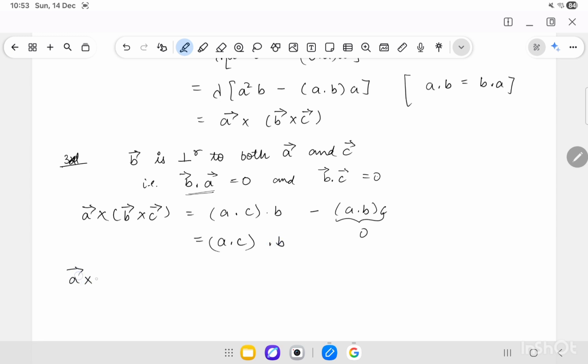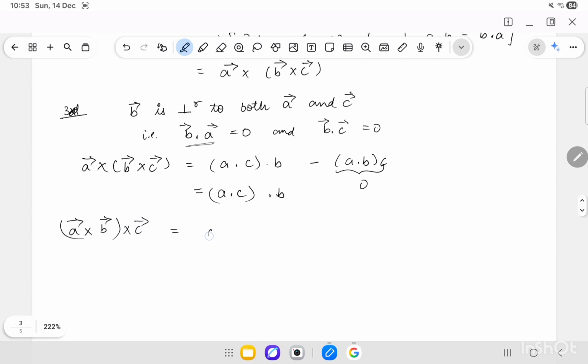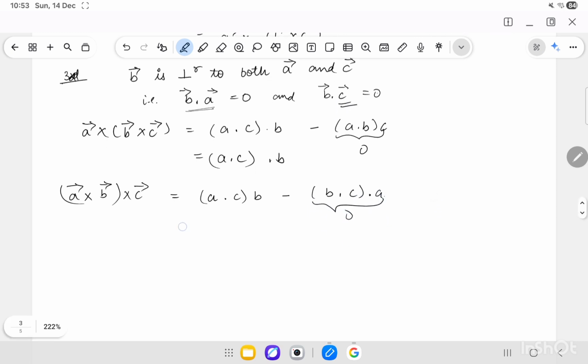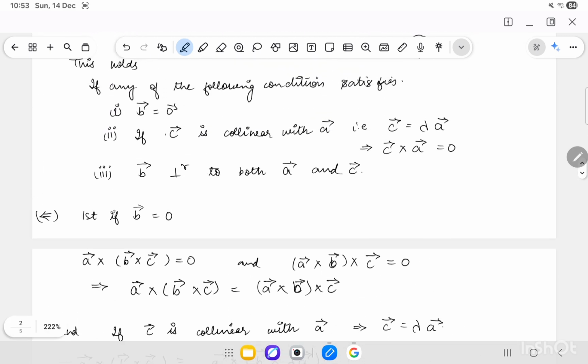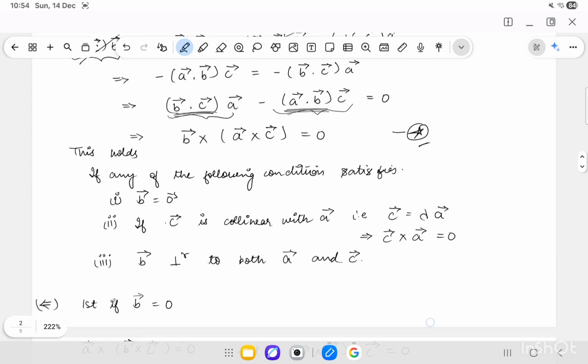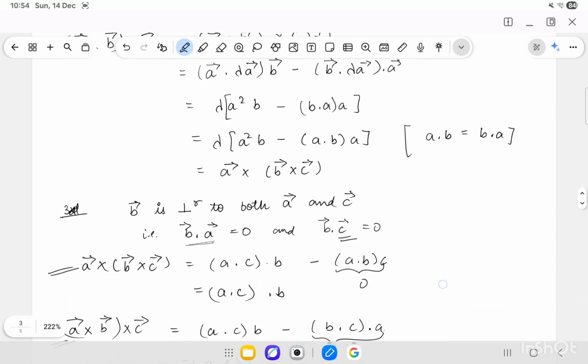Likewise, if I compute A vector cross B vector cross C vector, it will be equal to A dot C times B minus B dot C times A. Again this term is equal to 0 using this, so it will be equal to A dot C times B. Now if you observe, this term and this term are equal, so from here we can say that A cross B cross C is the same as A cross B cross C. So we have verified that if any of these three conditions is satisfied, then the given relation holds, and if the given relation holds, then at least one of these conditions is satisfied. So this completes our second question.